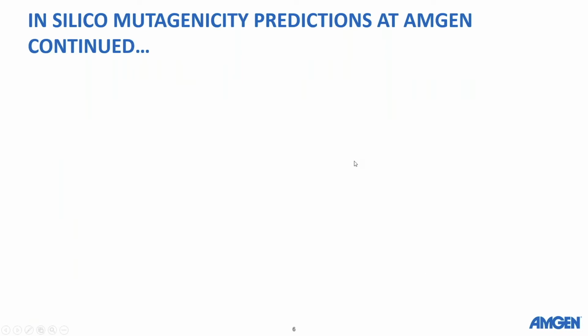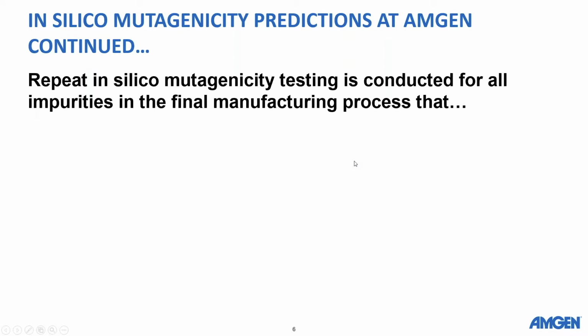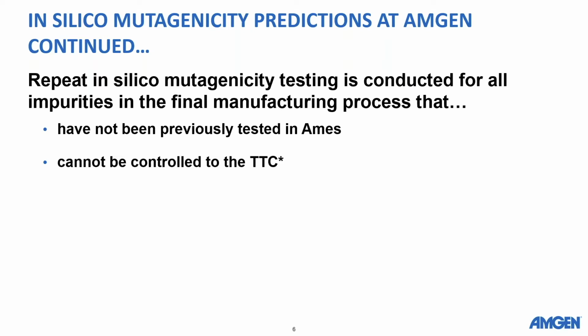Another important aspect of our testing is conducting repeat analysis. This is typically done once the final synthetic scheme is developed and a market application is being prepared. We only conduct repeats for impurities that do not have Ames data, as the in vitro data will trump any in silico data. Compounds that cannot be controlled to the TTC, which per the M7, is the threshold of toxicologic concern.